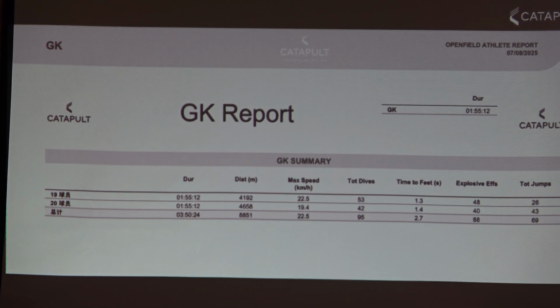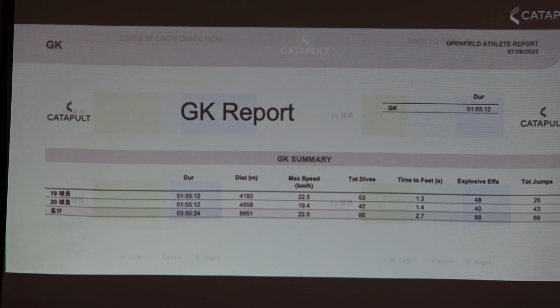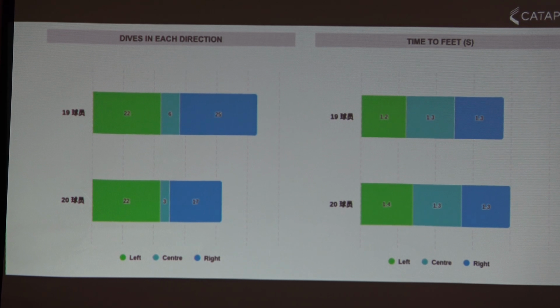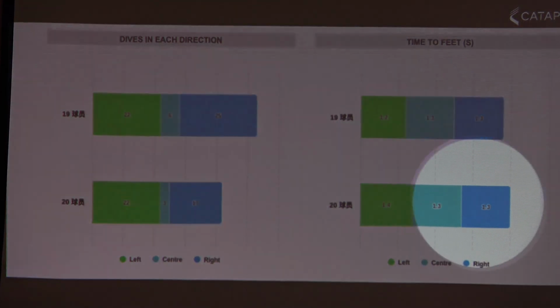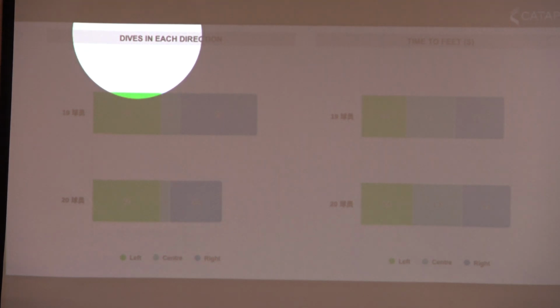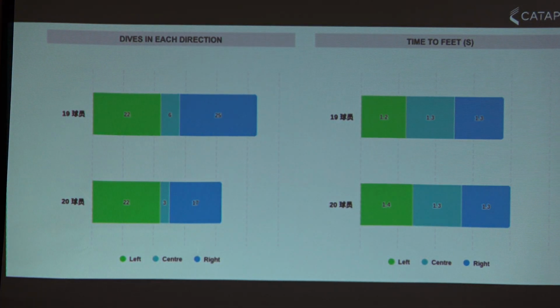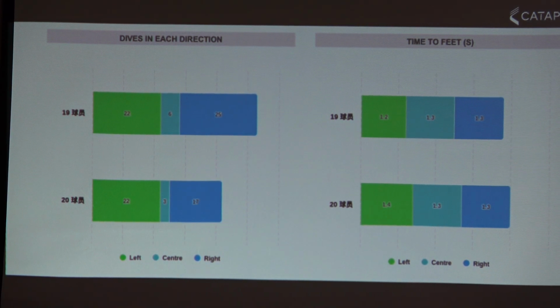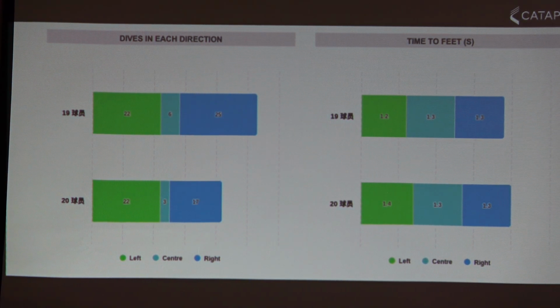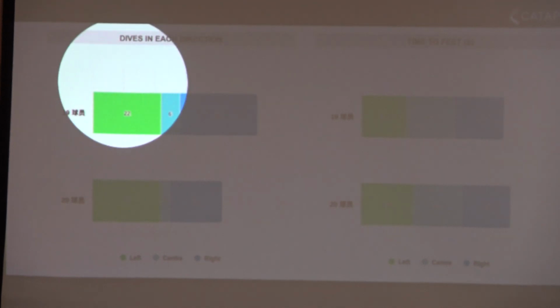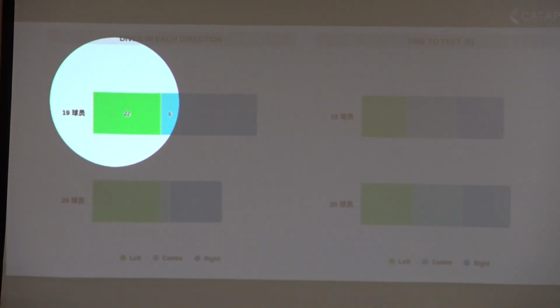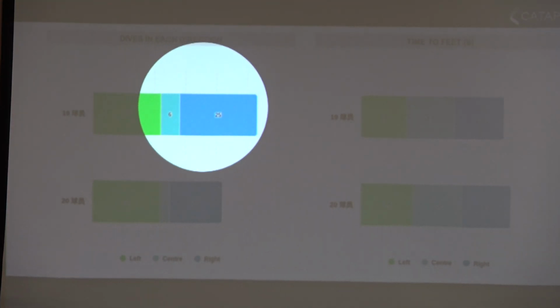And here it's a little bit small, but let's look at the chart. The chart is more intuitive. So here on the left is the number of dives in each direction. So on the top is number 19, like GK1 and GK2, and this green one is the number of dives to the left, and the blue one is the number of dives to the right.